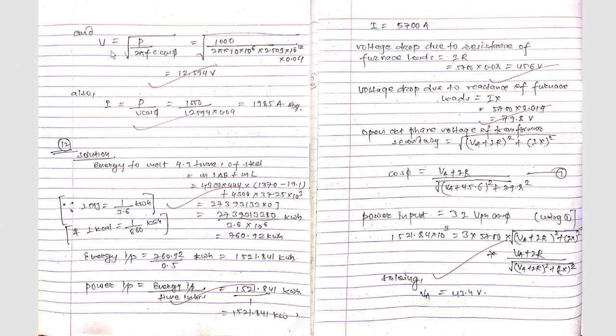Now the voltage will be V is equal to root under P upon 2 pi f C cos phi. So on solving, you will get 12,594 volt, and current I will be P upon V cos phi, so you'll get 1985 amperes.